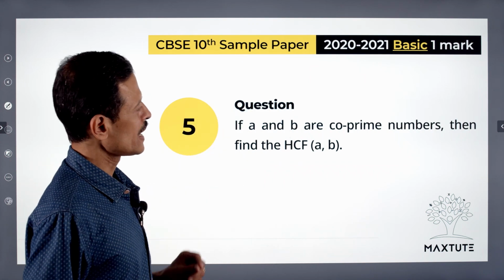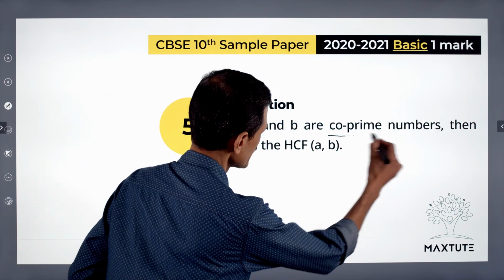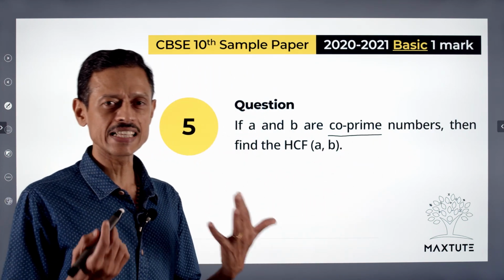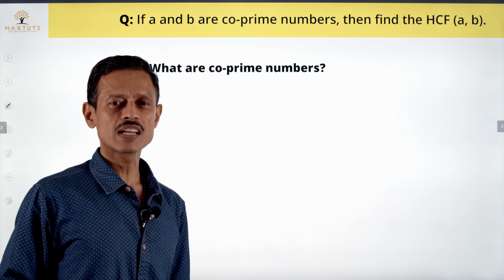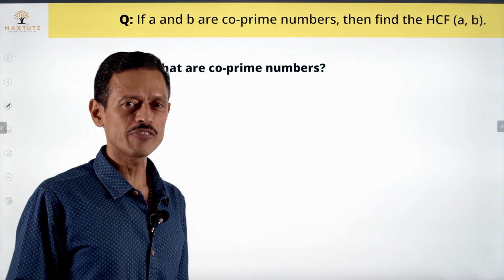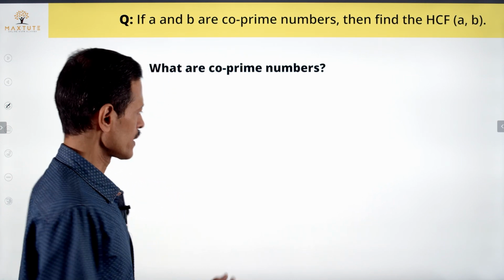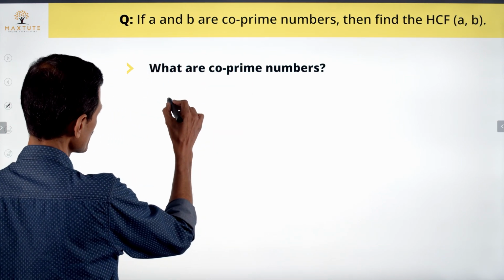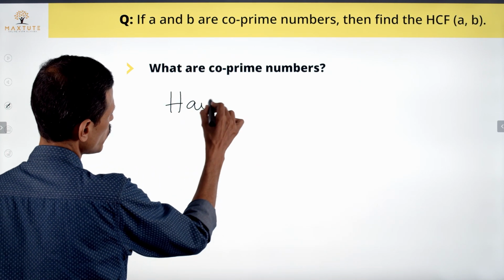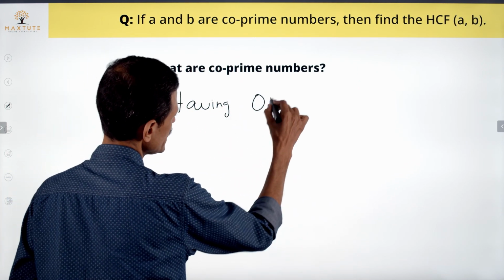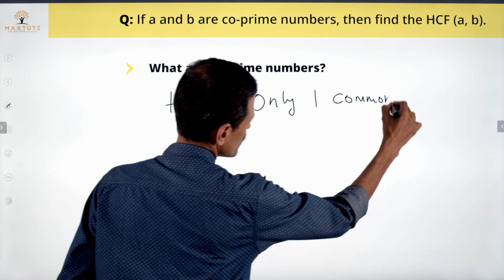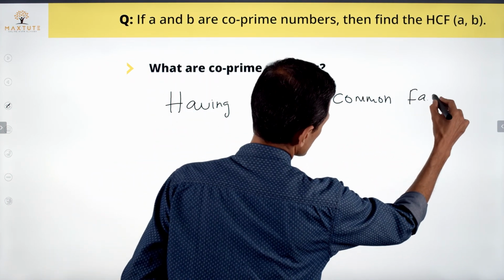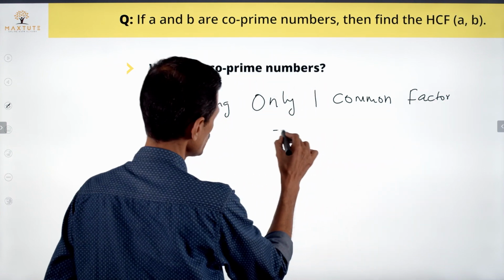If A and B are co-prime numbers, then find the HCF of A and B. What do we mean by co-prime numbers? Co-prime numbers are numbers which have only one common factor, and that common factor is 1, right? What are co-prime numbers? Numbers having only one common factor. What is that common factor? That common factor is equal to 1.